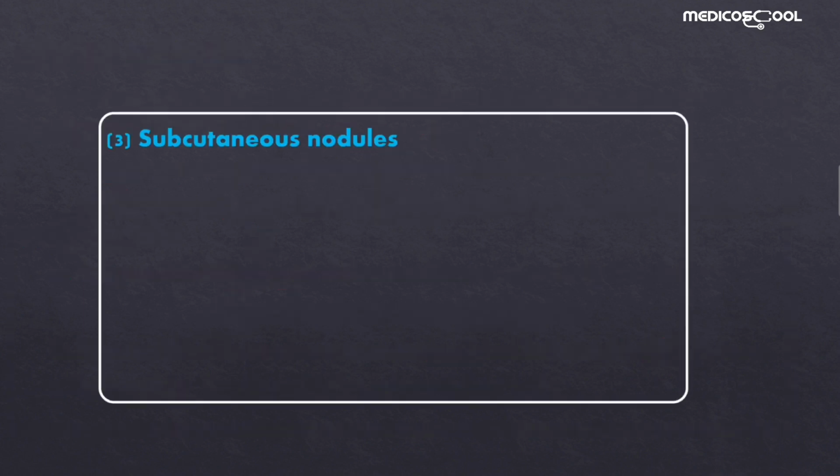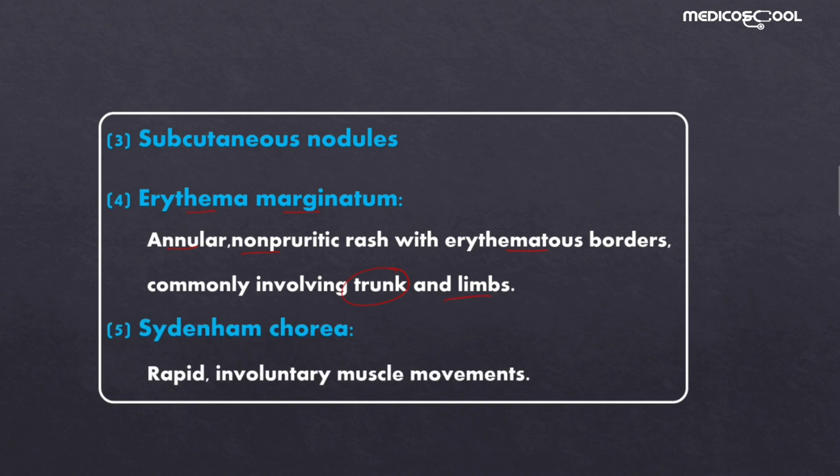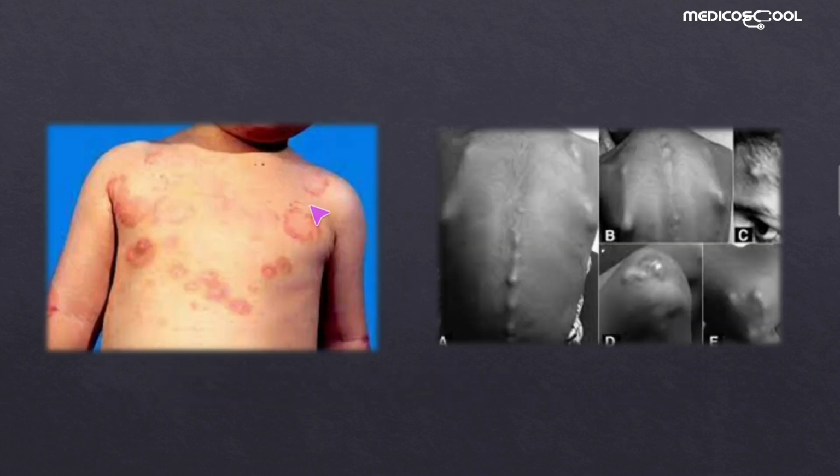The third one is subcutaneous nodules. The fourth one is erythema marginatum. These are annular non-pruritic rashes with erythematous borders, and they mainly involve the trunk and limbs. The fifth one is Sydenham chorea. And what is Sydenham chorea? It is rapid involuntary muscle movements.